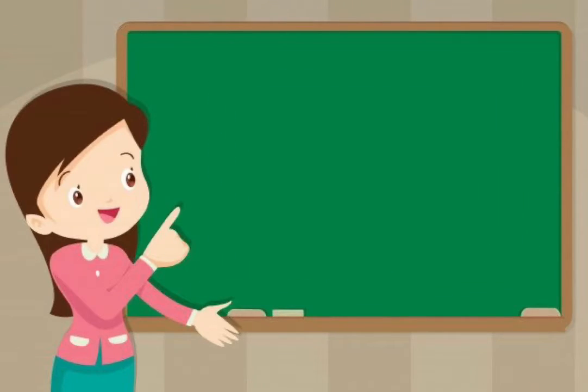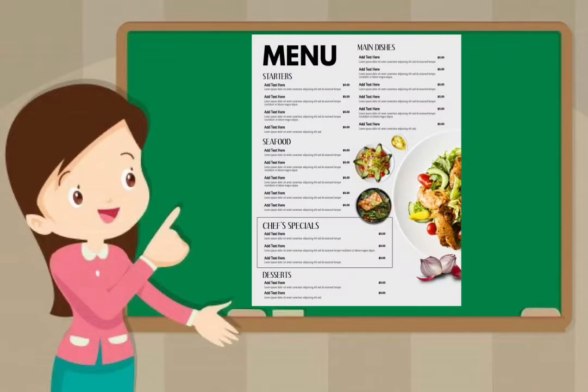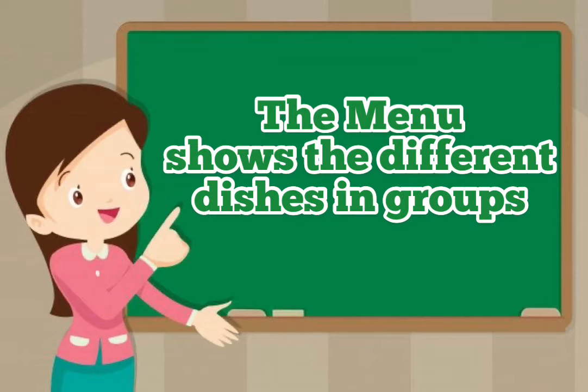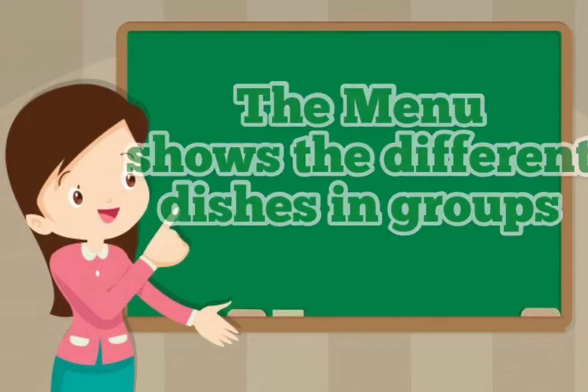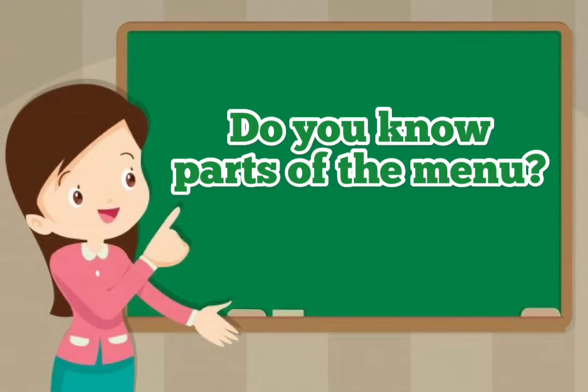And each place should have this. Yes, the menu. It shows the different dishes and groups. Do you still remember parts of the menu, friends? There are 3 parts of the menu.